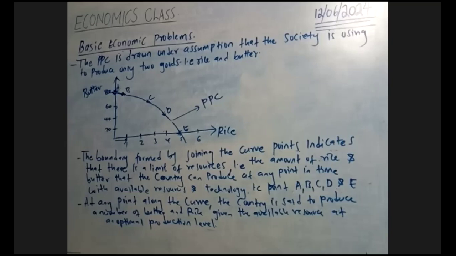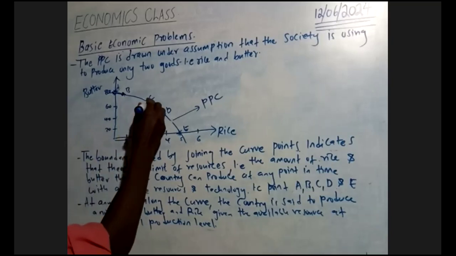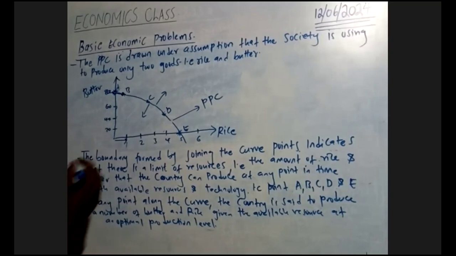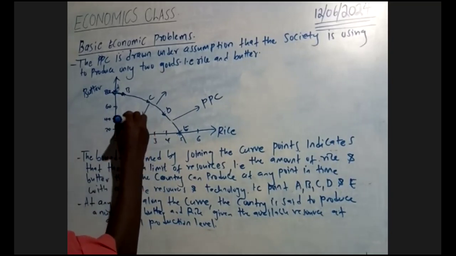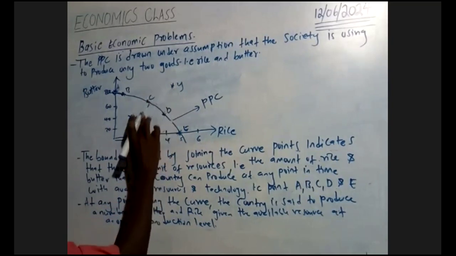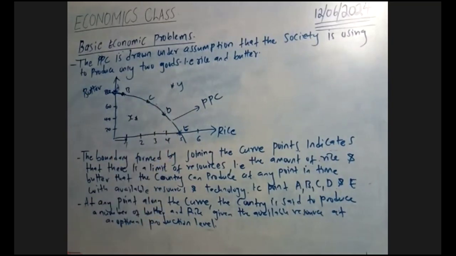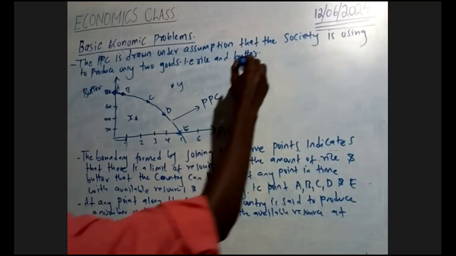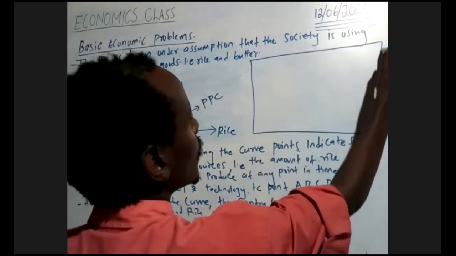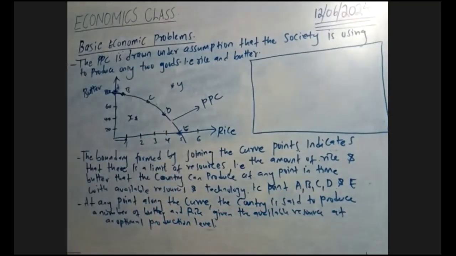Now, any point below and any point above shall not be categorized as an optimal level of producing product A and B. So any point below, let us say, for example, we have point X, here in the middle, and we have another point outside here, Y. Let us assume we have 2 points, point X and point Y. I want to explain here.